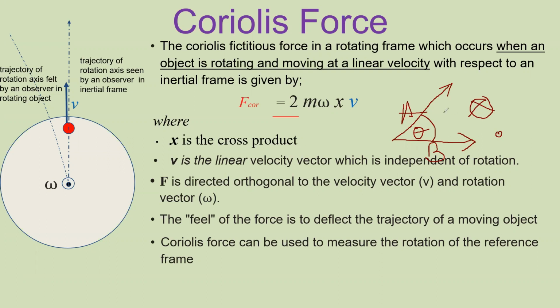So A cross B by right hand rule is into this screen. This is the correct one, right? So omega cross V, where what is the direction of omega? Omega is out of this screen. So now curl your fingers. Omega is out of the screen, V is in this direction along this plane. So curl your fingers from omega to V.